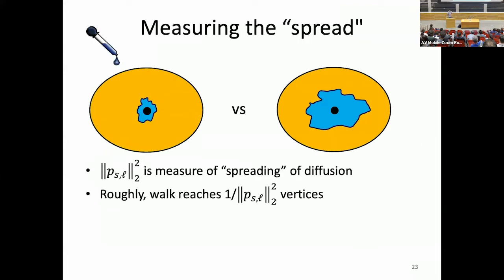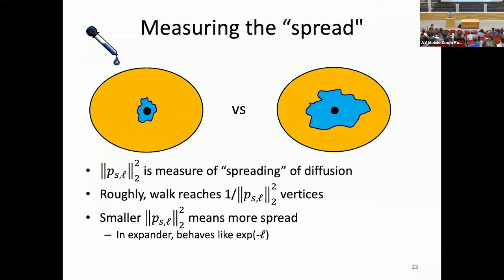If you look at the 2 norm squared, or just the 2 norm, this is some measure of how much it's spreading, right? So if you want to distinguish between very little spread and a lot of spread, you can look at this 2 norm squared. The smaller it is, the more it spreads. As a rough approximation, it reaches roughly 1 over the 2 norm squared vertices. So a smaller norm squared of P_S^L means more spread. In an expander, the spread will decay exponentially in the length, right? Because if you do L steps, you'll reach like 2 to the L vertices.